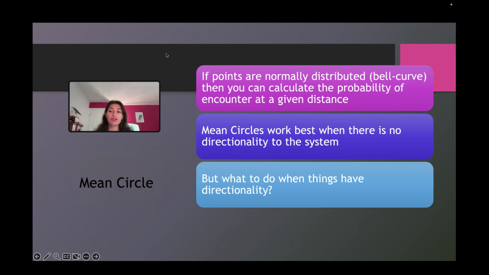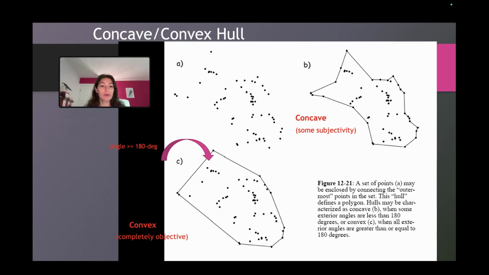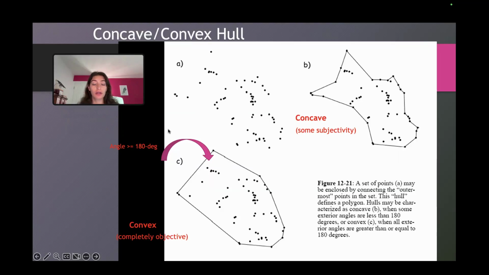If the points are normally distributed, or bell curve, right, then you can calculate probability of encounters at a given distance. These work best when there's no directionality to your system. What if we do have directionality, though? Then perhaps we want to use a concave or convex hull.